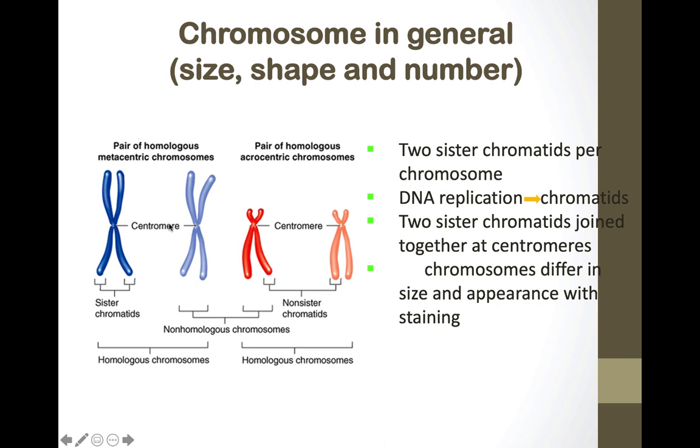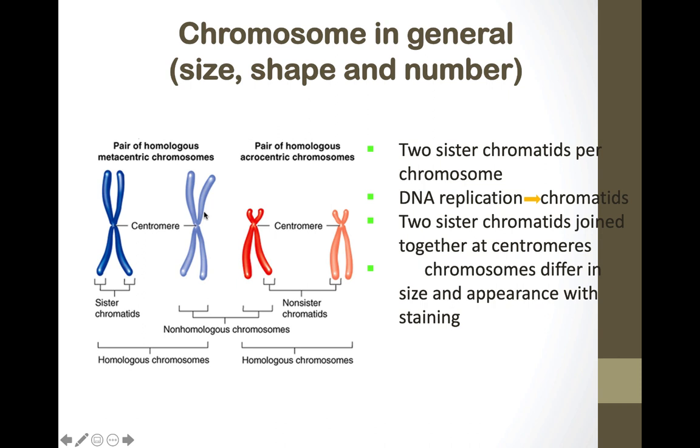These are the two sister chromatids. They are bound at the centromere. So these are homologous chromosomes. They're the same chromosomes. This is another chromosome, but these are non-homologous chromosomes, because, for example, this is chromosome 1, and this is chromosome 4 or whatever, right?